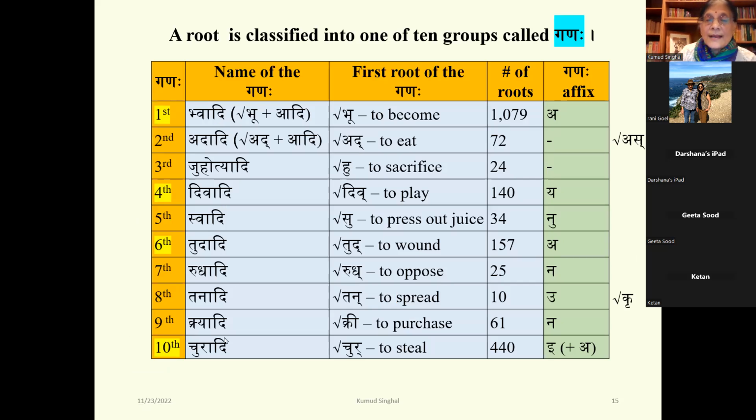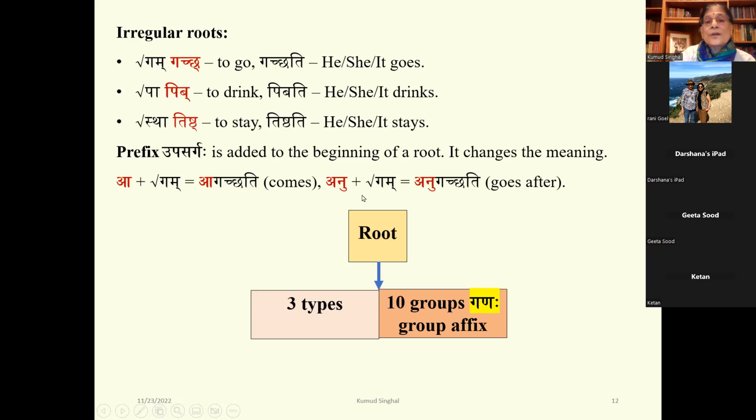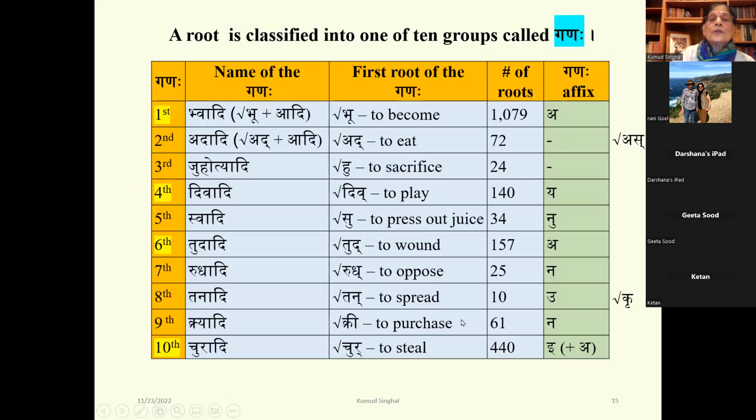So remember in this slide, I said the root is of three types. We discussed this: the root could be a parasmaipadi dhatu, an atmanepadi dhatu, or an ubhayapadi dhatu. Now we will see what these 10 groups are. A root could belong to any of these 10 groups, and this group is called a ganaha. The reason to do this is that dhatus in a particular group will behave in the same manner. So this makes it very easy.